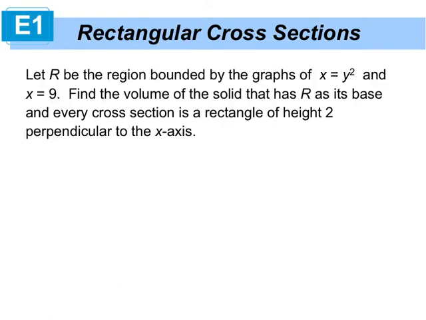Okay, problem number 1. Let R be the region bounded by the graph of x equals y squared and x equals 9. Find the volume of the solid that has R as its base, and every cross section is a rectangle of height 2 perpendicular to the x-axis. There's a ton of information in there. First of all, what shape is the base?